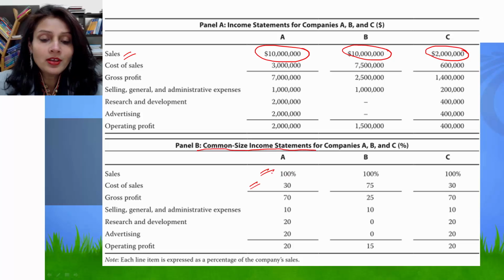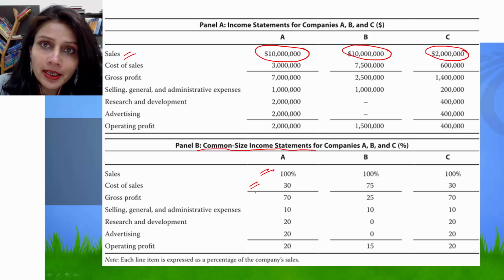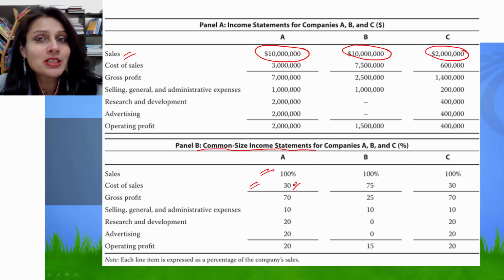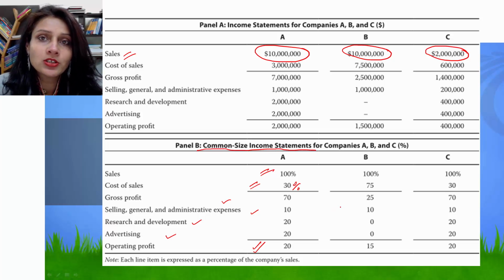So let's see how you can convert any company's statements into common size statements. Start with company A. If we take sales as 100%, then cost of sales at 3 million is 30% of 10 million. Therefore, cost of sales comes out to be 30%. Similarly, you calculate gross profit, selling general and administrative expenses, research and development costs, and advertising costs as a percentage of sales. And finally, the amount that you will get is operating profit, again as a percentage of sales.